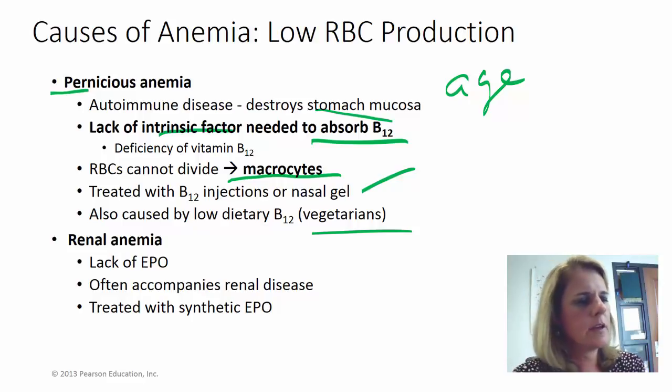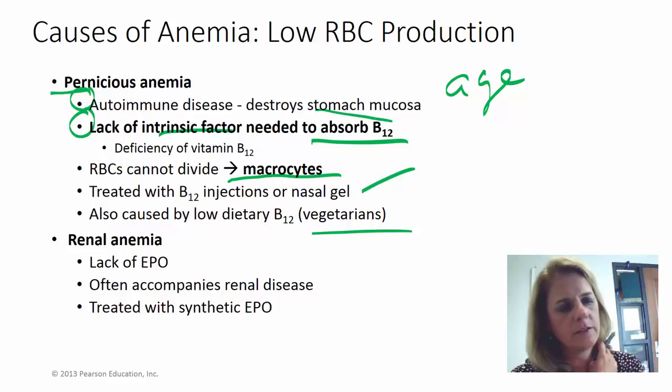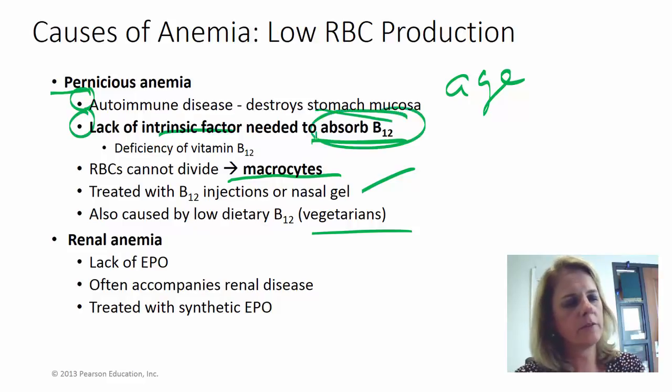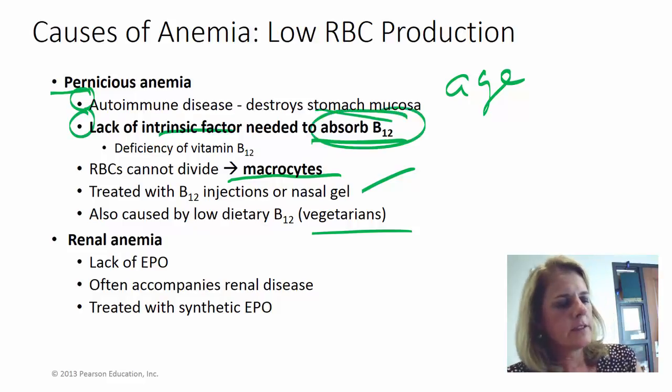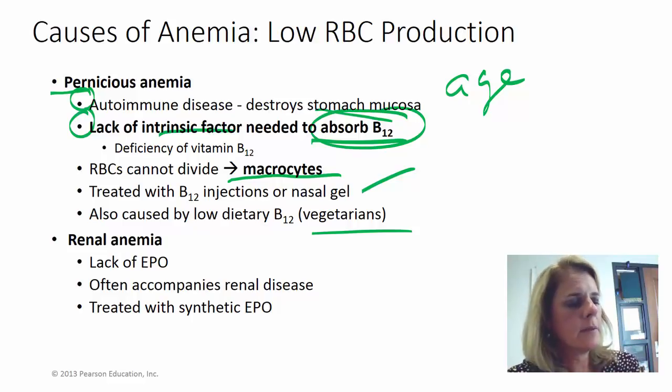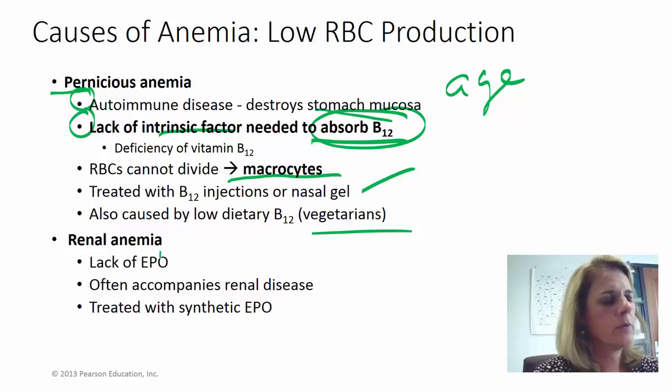So pernicious anemia can be an autoimmune disease. It can be a lack of intrinsic factor, again, because of that loss of B12. All right, so renal anemia. So remember, renal means kidney, and so you have a lack of erythropoietin.